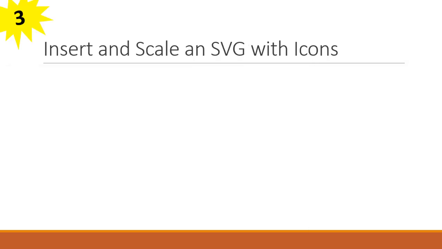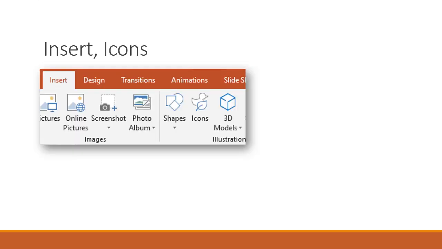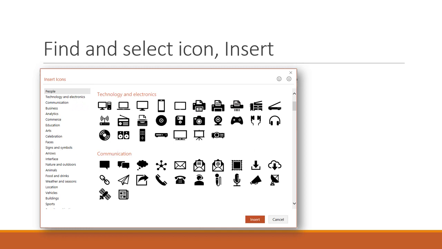The third one allows you to insert and scale an SVG with icons. This is another one that we've had for quite a while, but whenever I clicked on it, it didn't have anything in it. It just said you could use a program to create something. Well, now it's in there. It's under Insert, Icons. Then you simply find and select the icon that you want and click Insert.